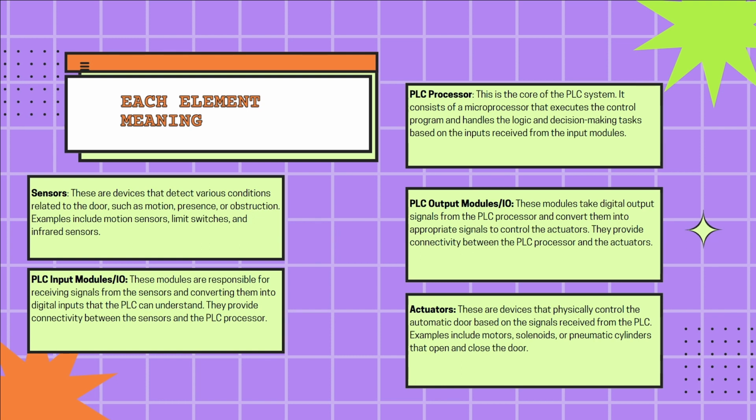Next, we have the PLC output modules, or I/O. These modules take digital output signals from the PLC processor and convert them into appropriate signals to control the actuators. They provide connectivity between the PLC processor and the actuators. And lastly, we have the actuators themselves. These are devices that physically control the automatic door based on the signals received from the PLC. Examples include motors, solenoids, or pneumatic cylinders that open and close the door.